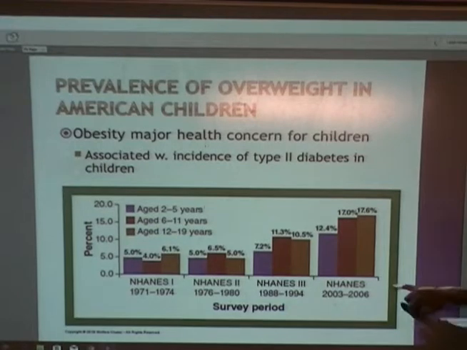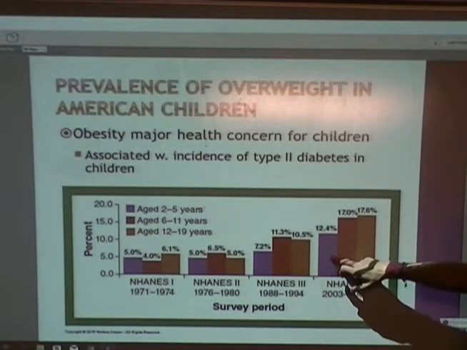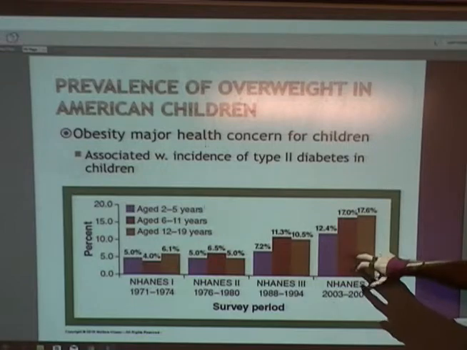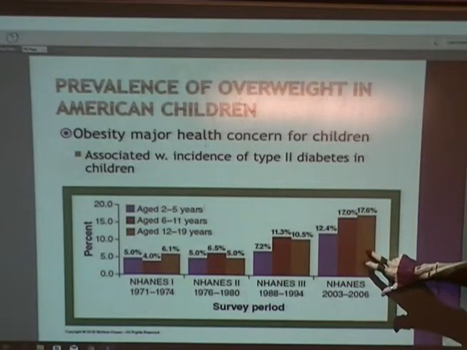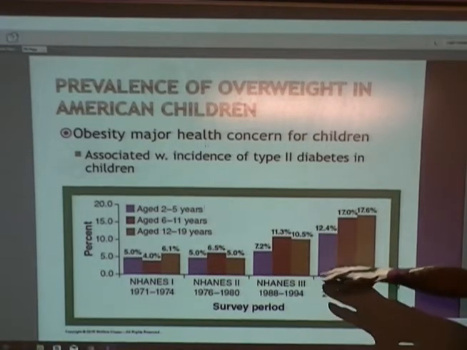So this data is a little out of date. The last I saw was 2016, and we're up around 19%, I think. So the purple is 2 to 5-year-olds, the red is 6 to 11, the orange is 12 to 19. So you can see why we're starting to see type 2 diabetes in such a young population.